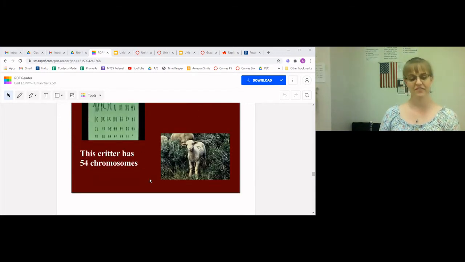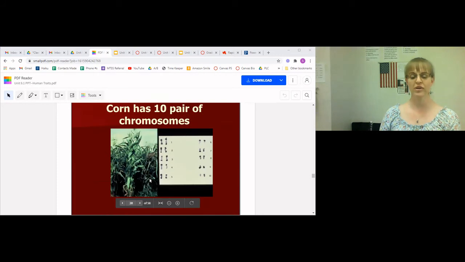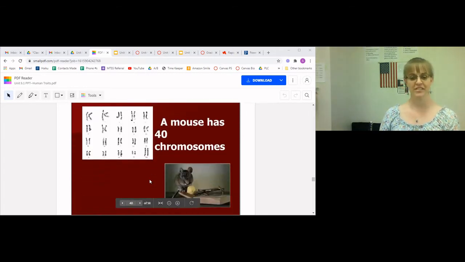A lamb has 54 chromosomes, or 27 pairs. Corn has 10 pairs, or 20 chromosomes. Snails have 18 pairs. You would think a little snail would have fewer pairs of chromosomes, and yet they have a bunch. A mouse has 40 chromosomes, or 20 pairs.